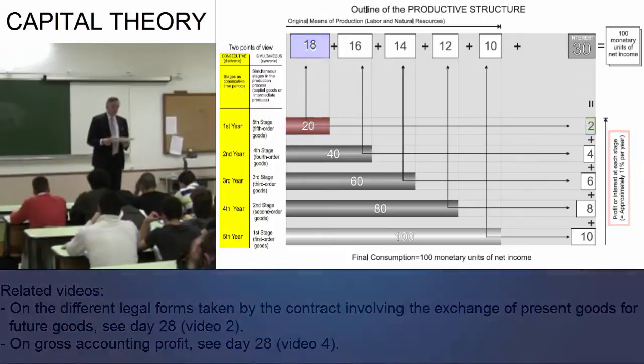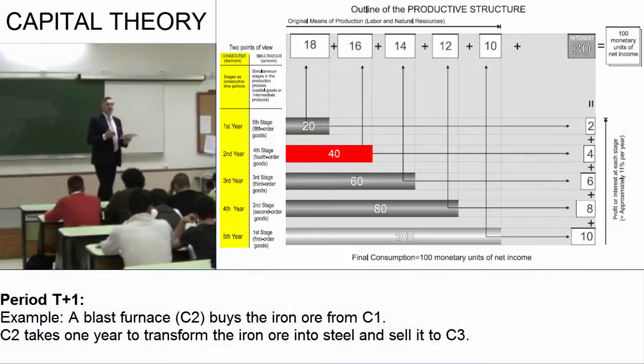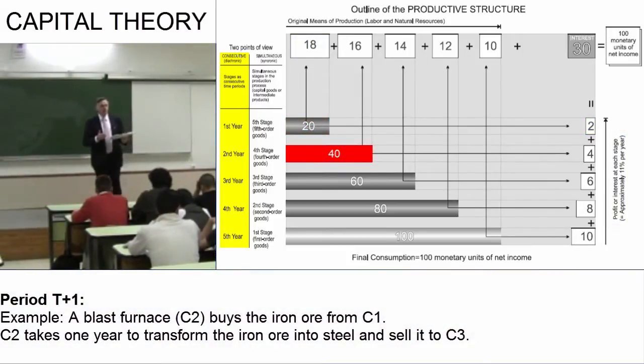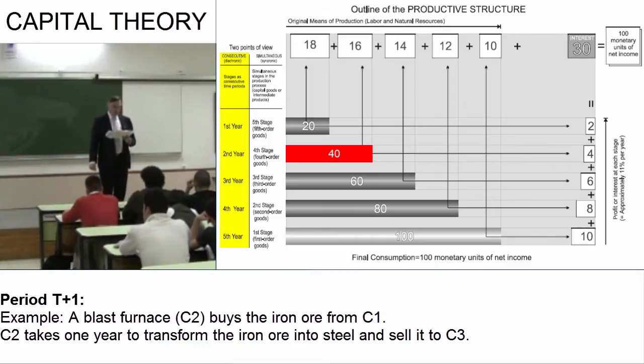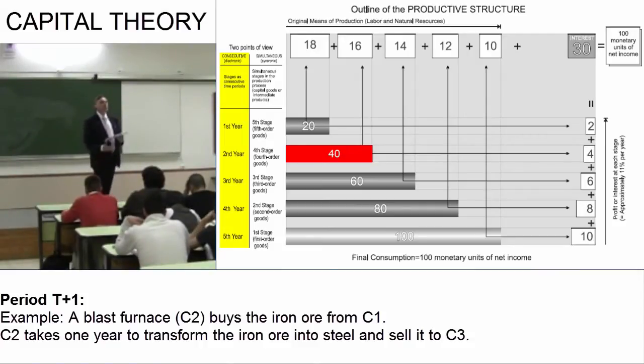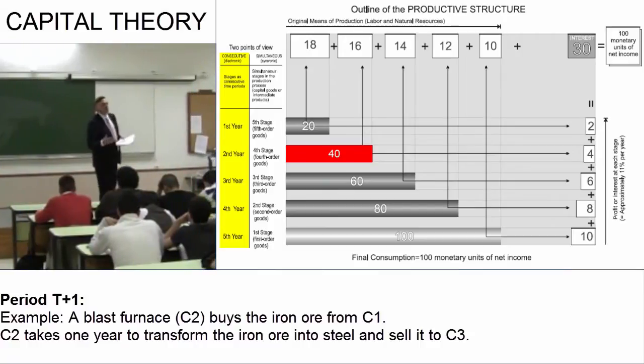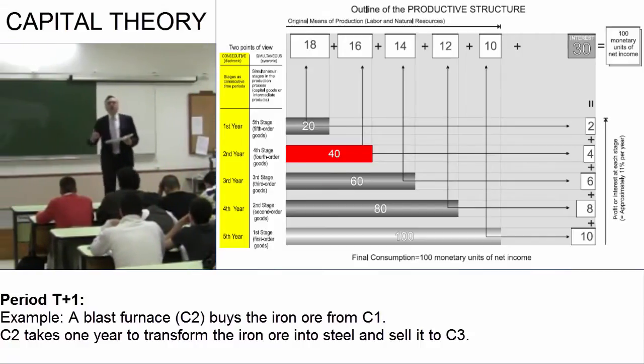To keep things simple, we will assume the next stage also lasts 1 year. In this second year, or successive stage, the iron ore goes through a transformation process. It is taken to a blast furnace, for example, where it is converted into steel. You see this second successive stage here. The bar is marked 40. We will understand where this 40 comes from right away.